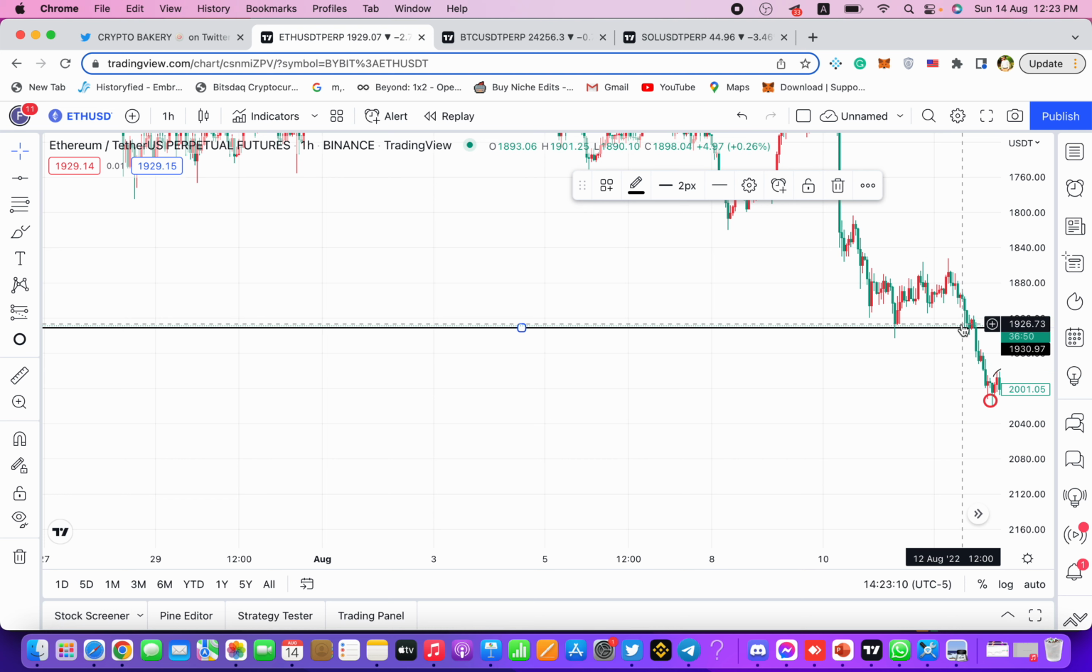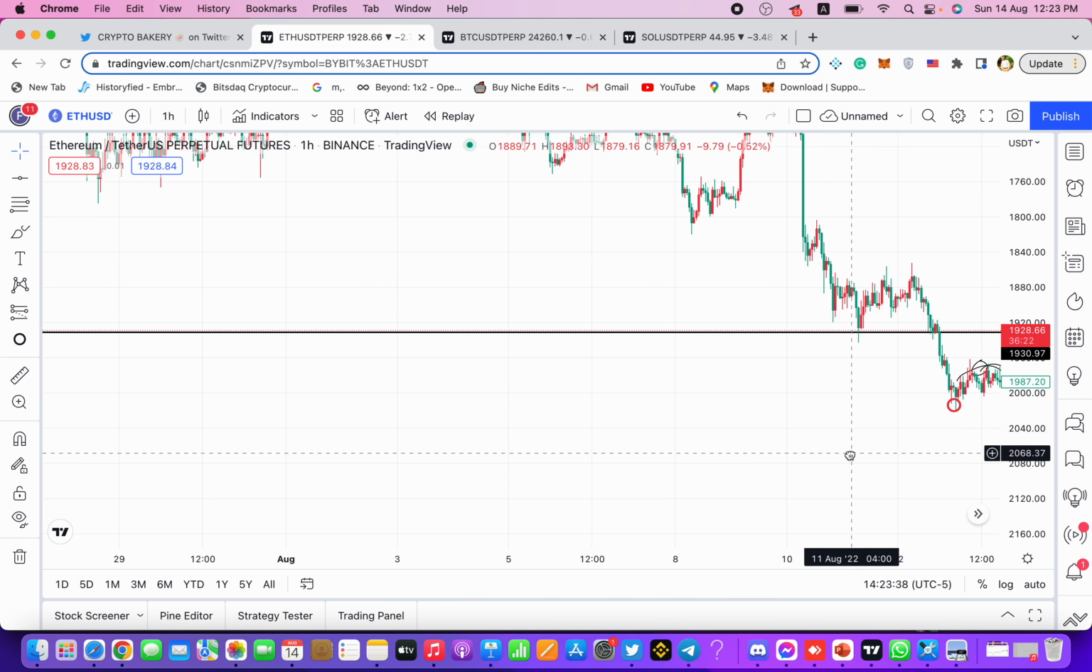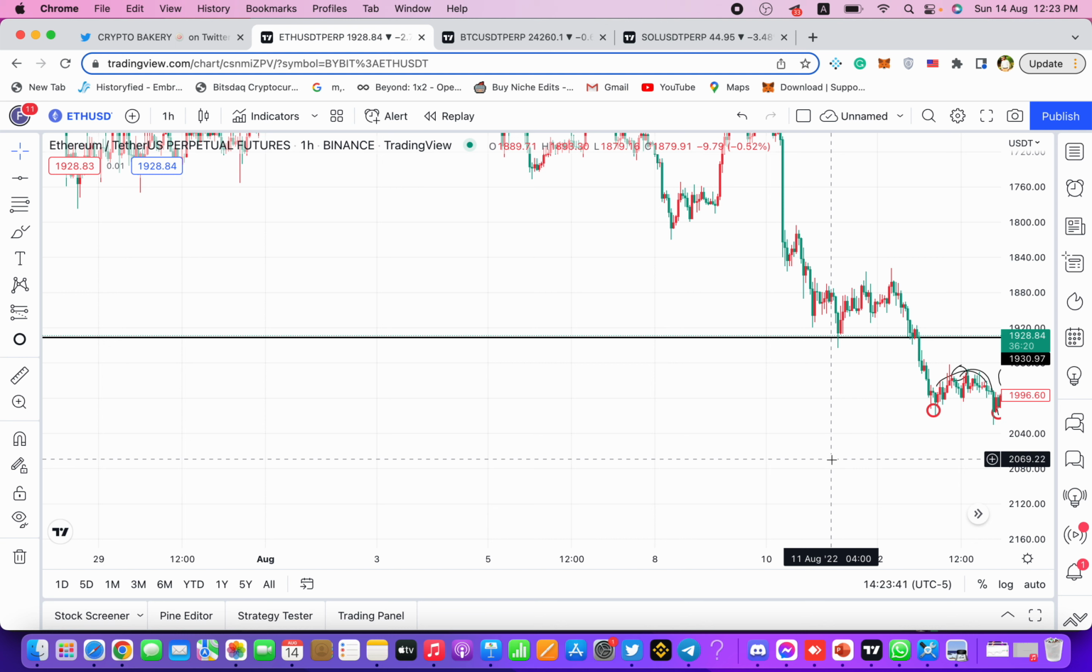Okay, so we broke this support and we are making a free fall. We did a free fall, and after that we make a double bottom. So the first example is this should be the area where we first broke this support and then we had a free fall, and after that we should make a double bottom like this. We just made a double bottom, and the other scenario is hidden yet.